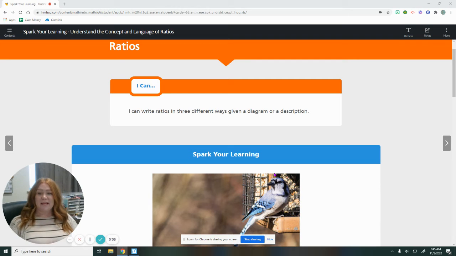Today we are working on lesson 5.1. So we are starting a new module about rates and ratios. Today we are going to work on understanding what a ratio is, talking about the different ways that we can write them, and understanding what they mean. We're going to work on writing a ratio in 3 different ways based on the situation.